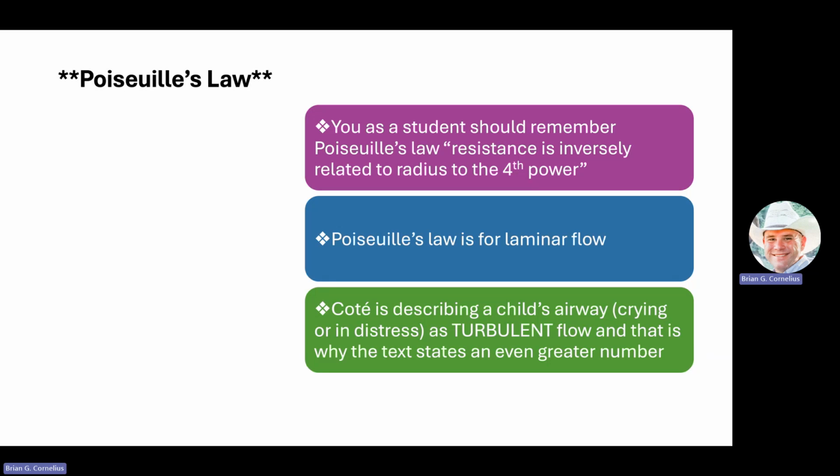We're going to talk a little bit about Poiseuille's law. The big thing you have to remember is that resistance is inversely related to radius to the fourth power. Discussing laminar flow, the text describes the child's airway when they're kind of crying in distress as turbulent, which makes sense. And that's why the text says there's an even greater number for that.